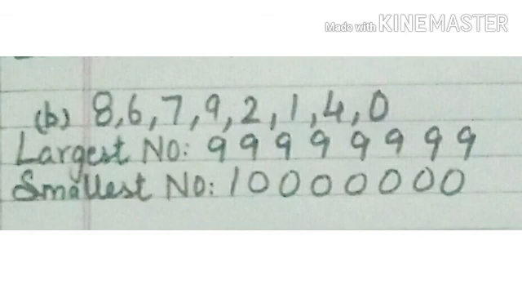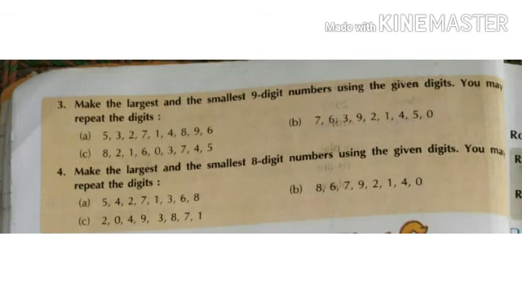Then as the least digit here is 0, but 0 does not give any value to the numeral if it is placed at the extreme left side, so we will write the next greater number after 0, which is 1, and we'll put 7 zeros to it. It will become 1 crore. Moving on to the C part, the number is 204931.